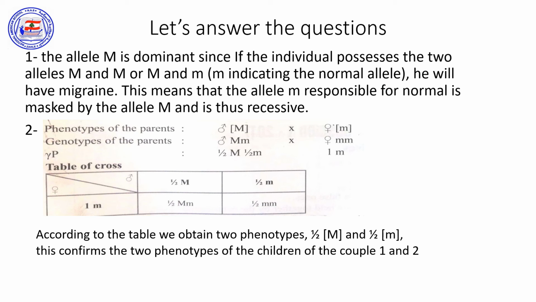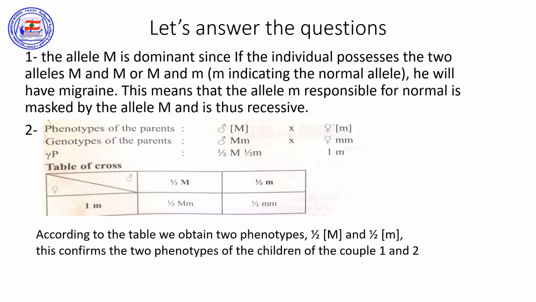The first question: the allele M is dominant since if the individual possesses the two alleles M and M, or M and small m, he will have migraine. This means that the allele small m, responsible for normal, is masked in this person by the allele capital M and is thus recessive, and this explains the dominance of the allele capital M.